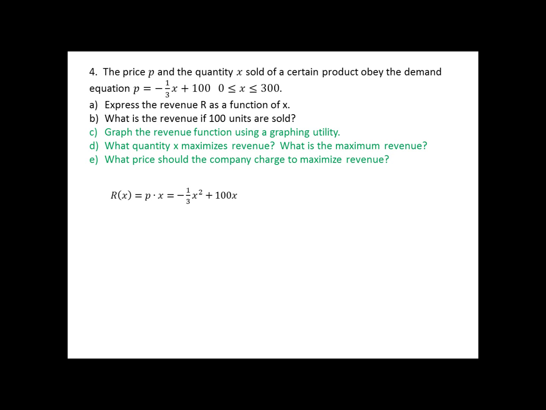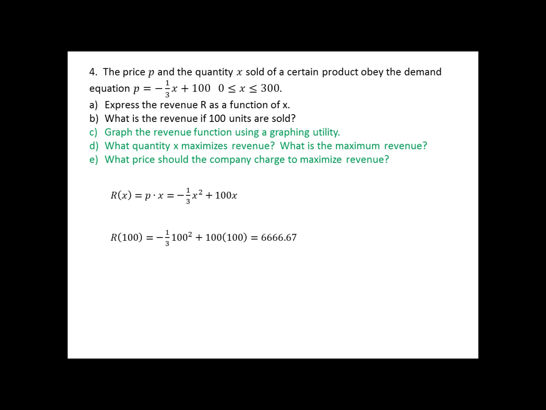Revenue, the money that a company takes in, is equal to their price multiplied by how many units they sell. So we take the demand equation P and multiply it by X. Distributing the X in, we get the function negative 1/3 X squared plus 100X. Now part B, what is the revenue if 100 units are sold? We're just going to find R of 100, and we find out that it's $6,666.67, rounding to cents.